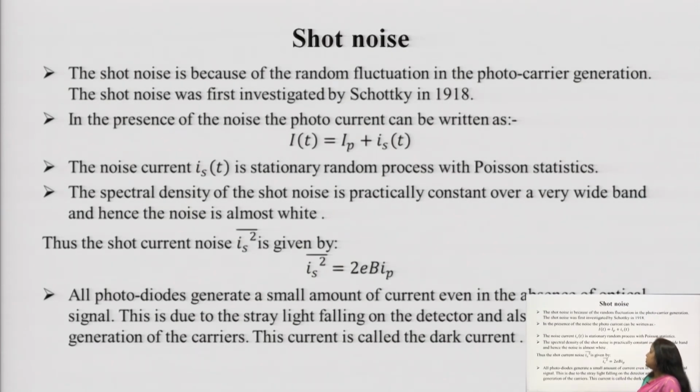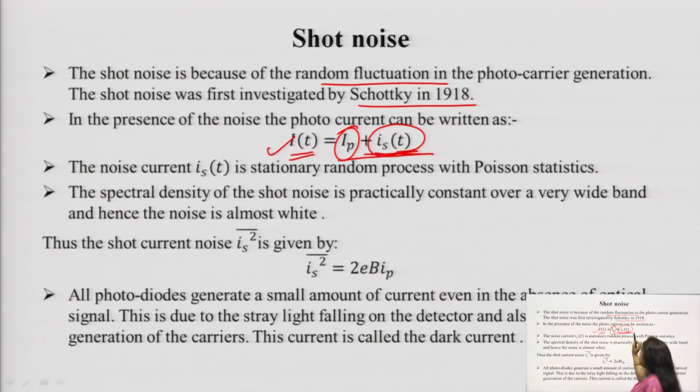Now, the shot noise. Shot noise is because of the random fluctuation in the photocarrier generation. This type of noise comes into existence when the photocarriers get generated inside the photodiode after the incident photon falls in the depletion region of the diode. At that time this shot noise gets created. It was first investigated by Schottky in 1918. In the presence of this shot noise, which is given by I subscript S of t, the total photocurrent can then be written this way, where IP is our main photocurrent and this is our noise, but the total is given in terms of this.